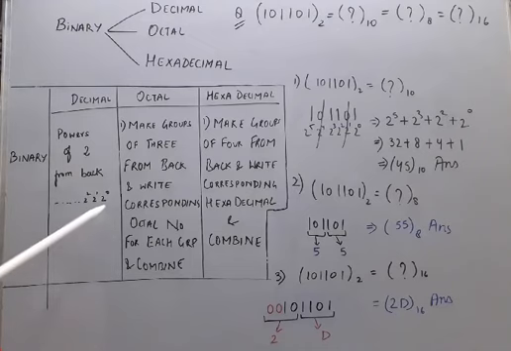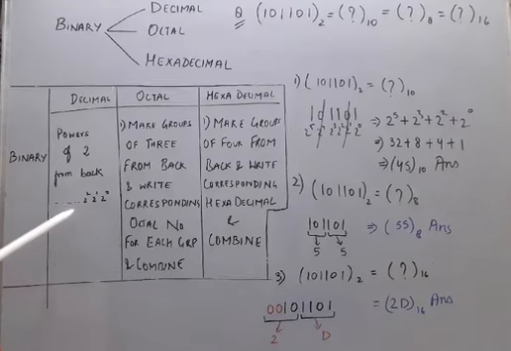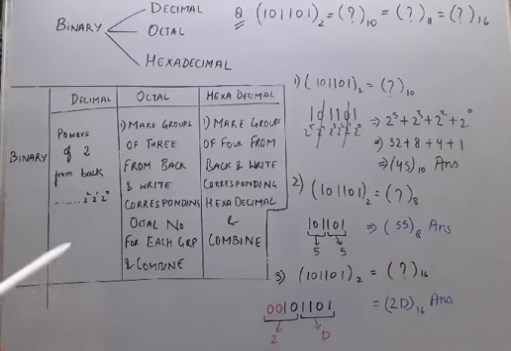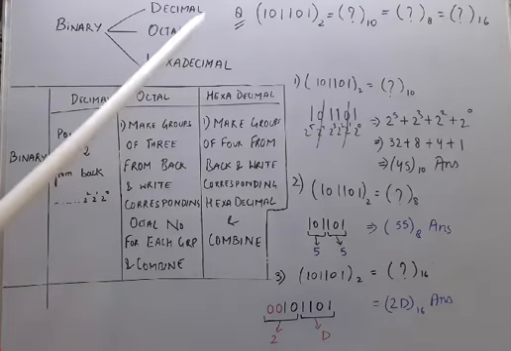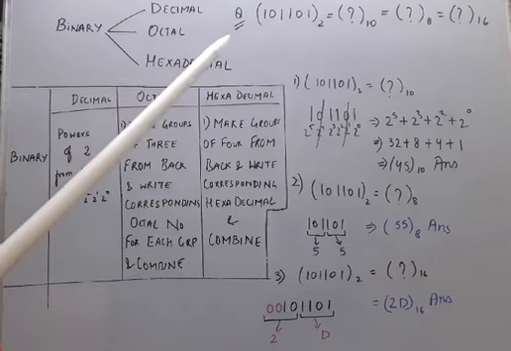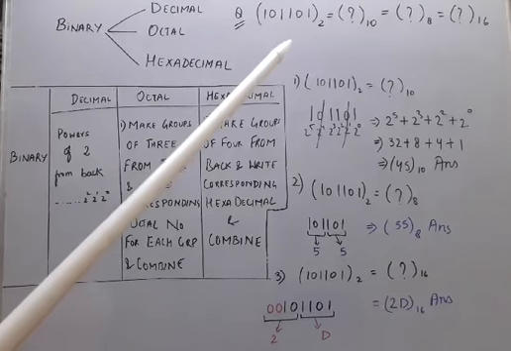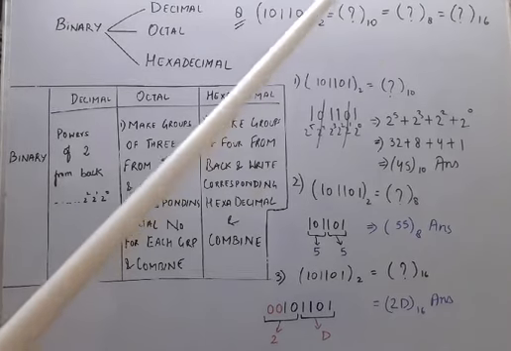from back, like this: 2 raised to power 0, then 2 raised to power 1, 2 raised to power 2, 2 raised to power 3 and so on. Let us look at it with the help of an example. You can see there is a question, and the question is: 101101 in binary has to be converted into decimal, octal and hexadecimal.